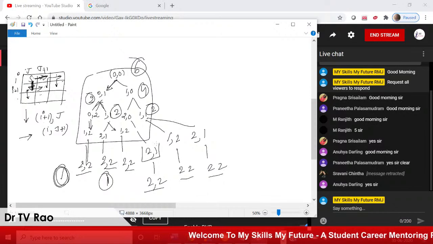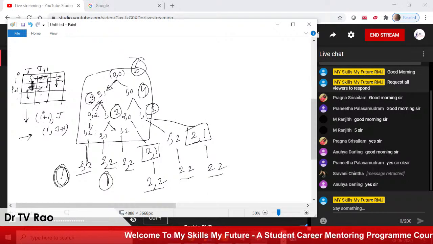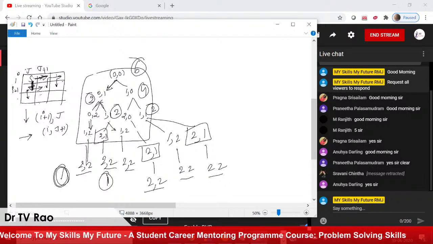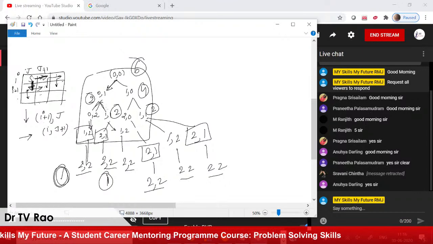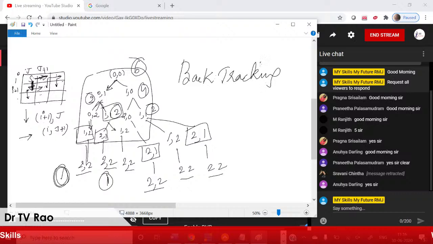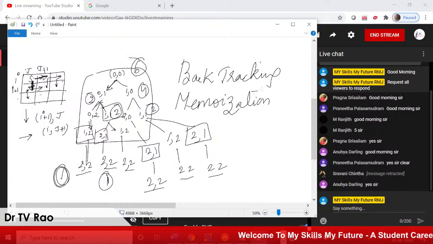But the problem is, if you do it recursively, you solve the same problem many times. You solve 2 1 here, you solve 2 1 here, you solve 2 1 here. Okay, and you solve 1 2 here, you solve 1 2 here. So there are two approaches: backtracking, where same problem is solved many times, and second approach is memoization, storing subproblems. Let us see both of them. Let us do recursion first.